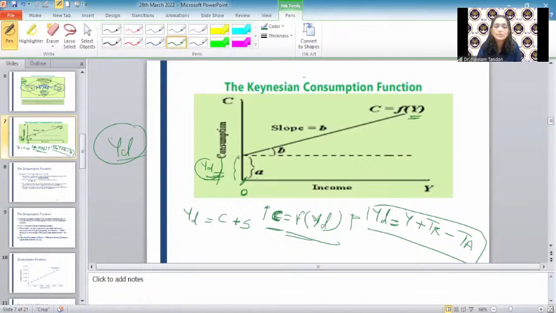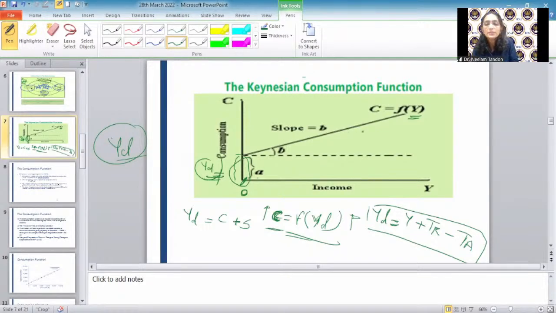So this autonomous consumption is the consumption at zero level of income. Why? Because the economy will always be consuming despite not having income, maybe through their past savings, or they'll borrow to consume. So this segment is autonomous consumption at zero level of income. Okay, so remember, your consumption function should never start from zero, from origin. It should always start above the origin. And this depicts autonomous consumption.